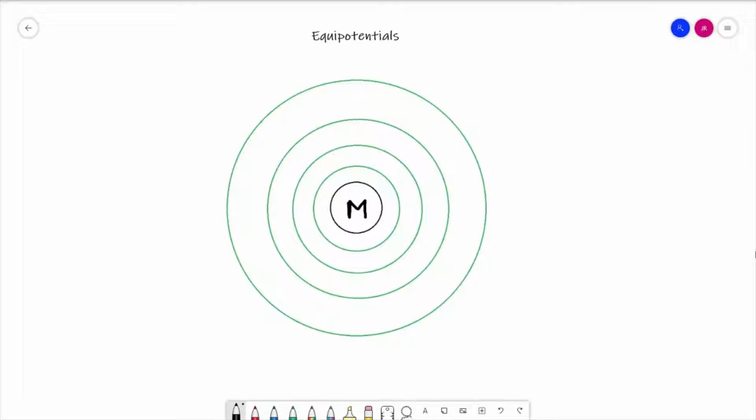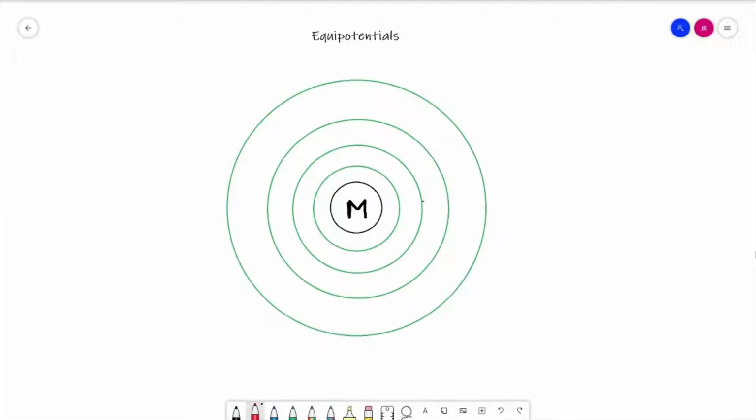Well, if those contours are really close together, what does that mean on a map? It means that we're dealing with a steep slope, a hill with a large gradient. If we've got them further apart, then we're dealing with nice flat ground. The gradient of the ground is quite small. Now we can see exactly the same on this equipotential diagram here.